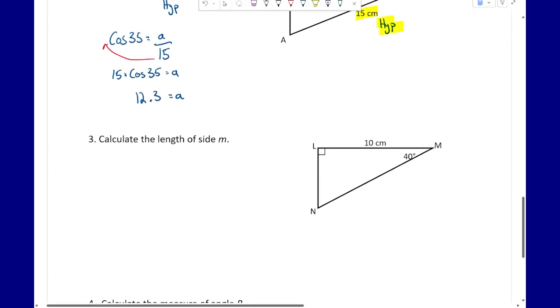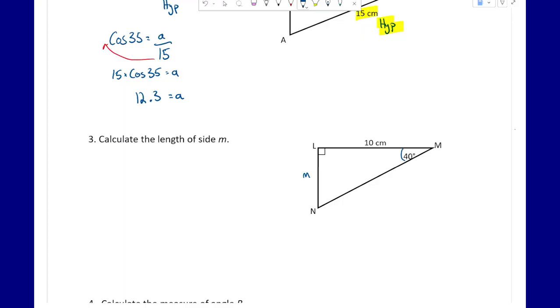Another side length example. So again, we want to label our side, or first it says side length M, or side M. So let's make sure we know what side we're looking for. So side M, we see angle M over here. Side M is across from it, so that's the side we're looking for.